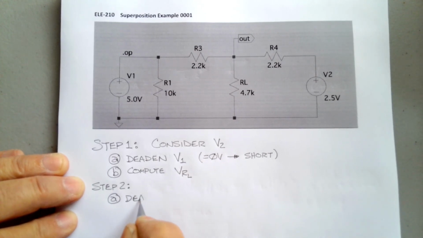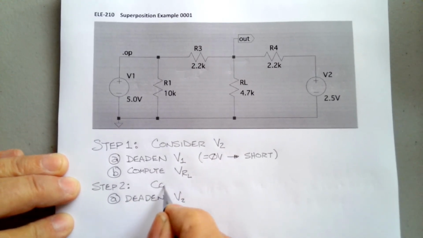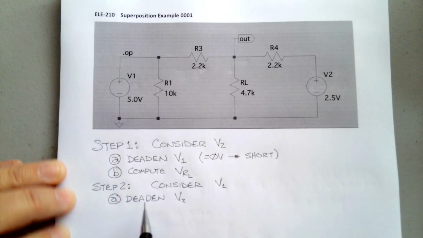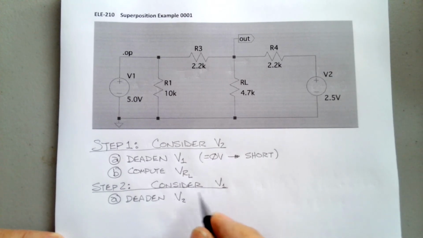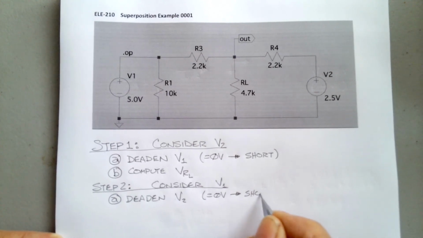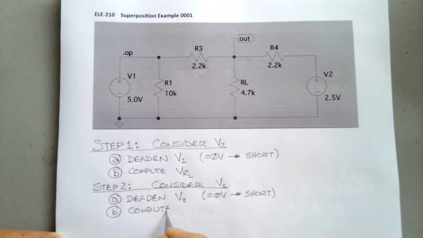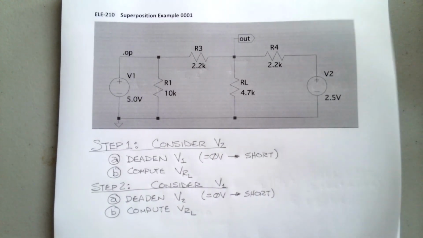And then step 2, we will deaden V2, because in step 2 we're going to consider V1, obviously. We'll deaden V2. It'll be equal to 0 volts, which implies a short. And we will compute VRL again, and then we'll add those two VRLs together and see what we get.